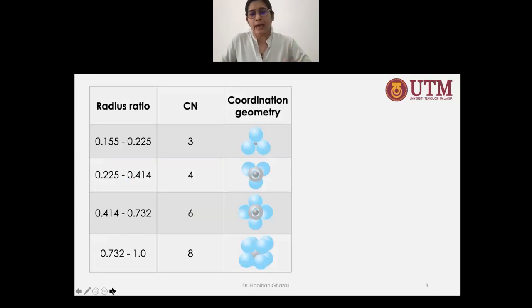If the radius ratio is between this value, it means that the cation will have three neighboring anions. So this is just a calculation. If you calculate the radius ratio between atom A and atom B and it is between this, it means the cation will have three neighboring atoms. The coordination number we learned also in module 2, so go back there again if you don't understand.